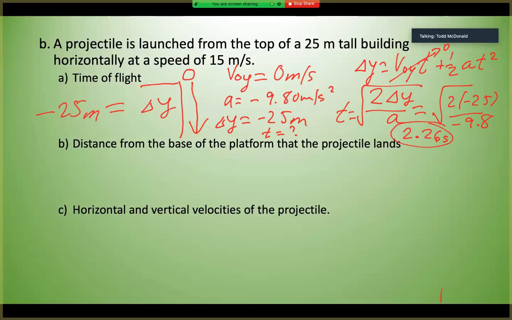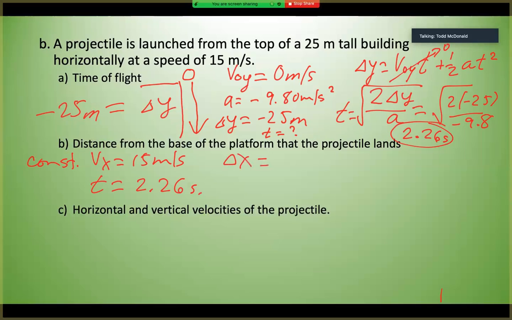Now, if it's falling for 2.26 seconds, it's also moving horizontally for 2.26 seconds. Since this is constant velocity in the x direction, then this becomes a really easy problem. We know the velocity is 15 meters per second. The time is 2.26 seconds. So the question is, what is the displacement?